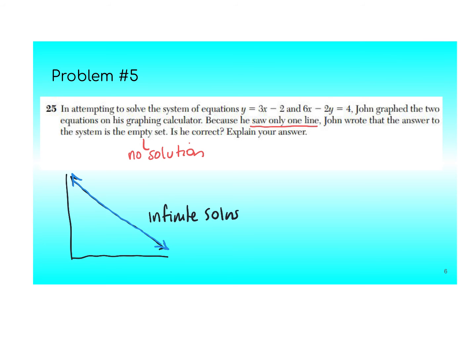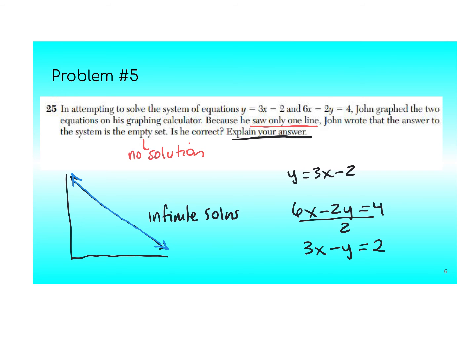It says explain your answer, so you're going to need to do some writing and say that they are the same line. That means they land on each other. You can also prove it here: you've got y equals 3x minus 2, and then you have 6x minus 2y equals 4. So if you divide that entire equation by 2, you end up with 3x minus y equals 2. Solve that for y, and you end up getting the exact same equation, right? y equals 3x minus 2, so you could prove it that way.